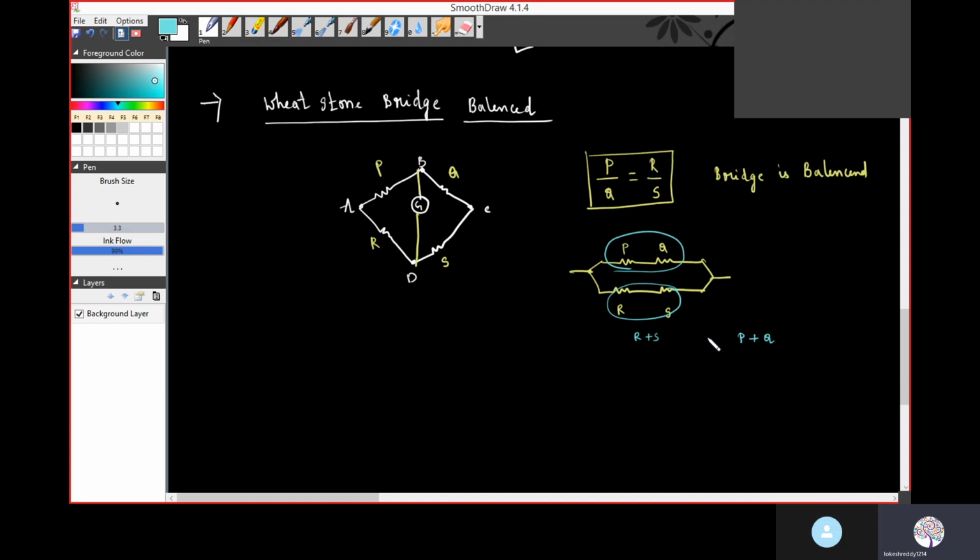Let us take this as X, this as Y. Then we will write the effective resistance: R effective is equal to X into Y by X plus Y. That is (P plus Q) into (R plus S) by (P plus Q plus R plus S). That's how we calculate.